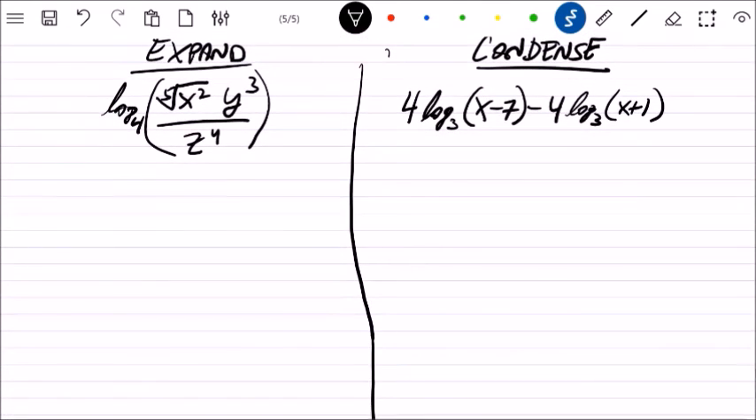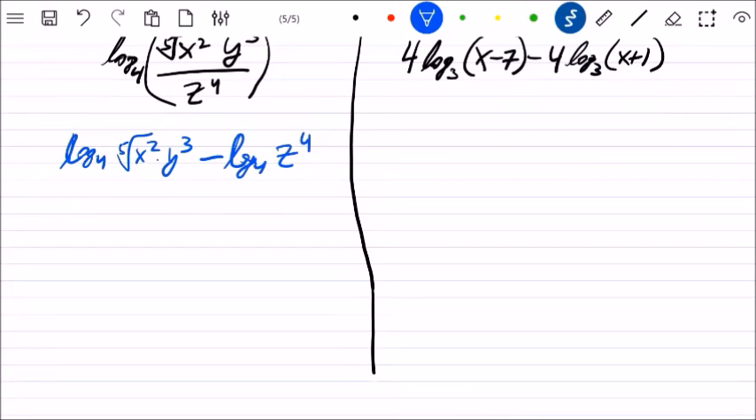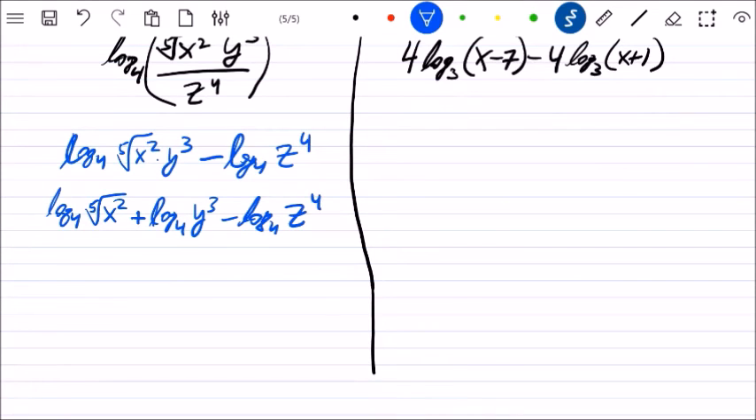Okay, let's now show with the expansion one. First I'll take care of the division. So it's log base 4 of the fifth root of x squared y cubed minus log base 4 of z to the fourth. Now I'm going to do the multiplication part of those. So it's log base 4 of the fifth root of x squared plus log base 4 of y cubed minus log base 4 of z to the fourth.